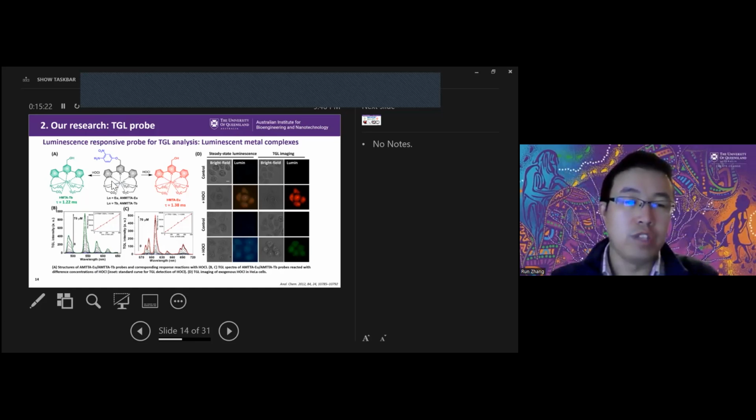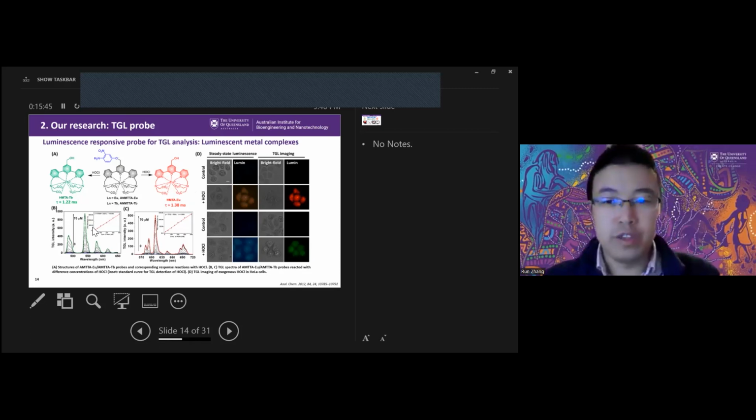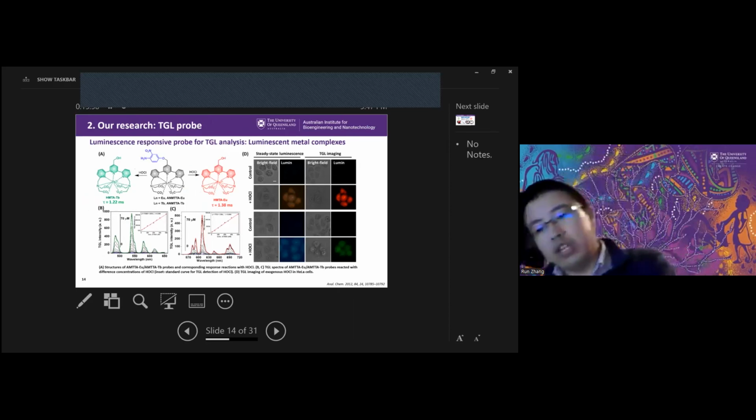We have some of the lanthanide kits and probes. For example, this one was designed for hypochlorous acid detection. After cleavage of this bond, we can see the emission will be switched on, with a very long lifetime of more than 1 millisecond. Then we get time-gated luminescence for detection and quantification, and imaging will purify the signal from the probe responding to the target.